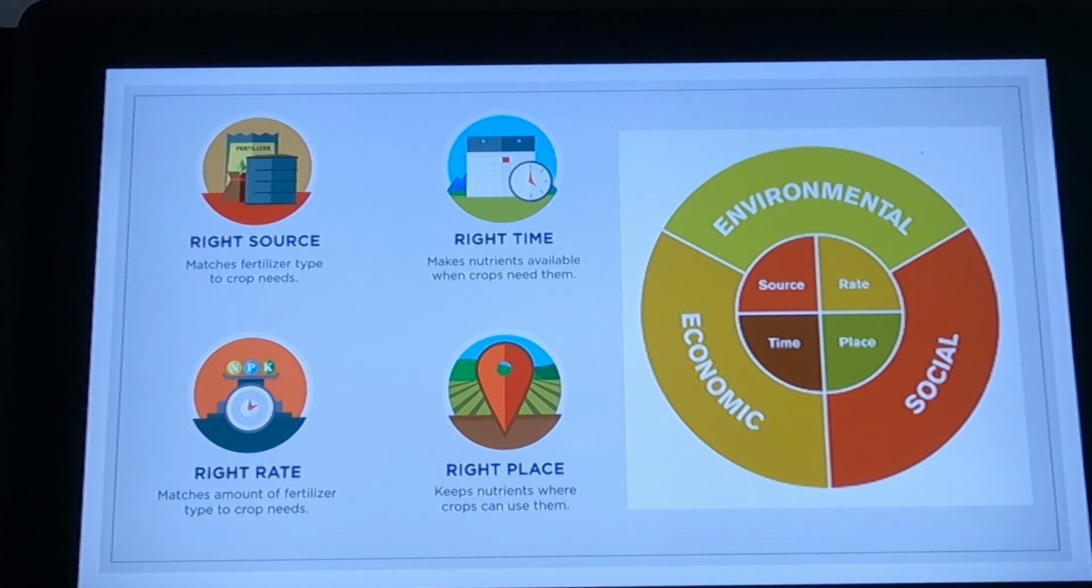And I'm probably going to ask y'all this about 13 more times before the end of the semester. So 4R nutrient stewardship is applying the right source, at the right time, at the right rate, and putting it in the right place.